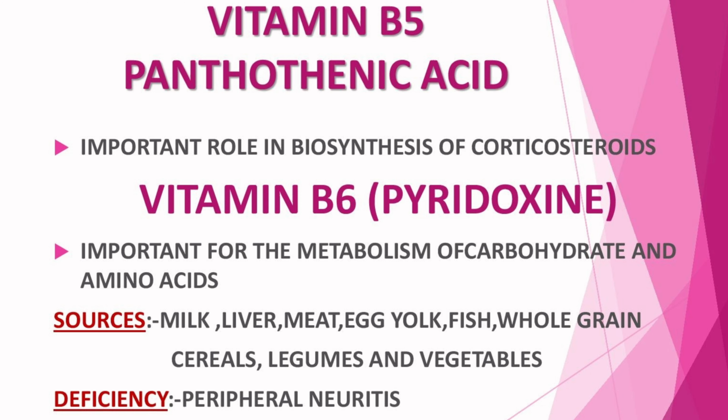Next one is vitamin B5. This is also called pantothenic acid. It has an important role in biosynthesis of corticosteroids. Next, we have vitamin B6 or pyridoxine. This is important for the metabolism of carbohydrate and amino acids. The sources of vitamin B6 are seen in milk, liver, meat, egg yolk, fish, whole grain cereals, legumes and in vegetables. The deficiency leads to peripheral neuritis.